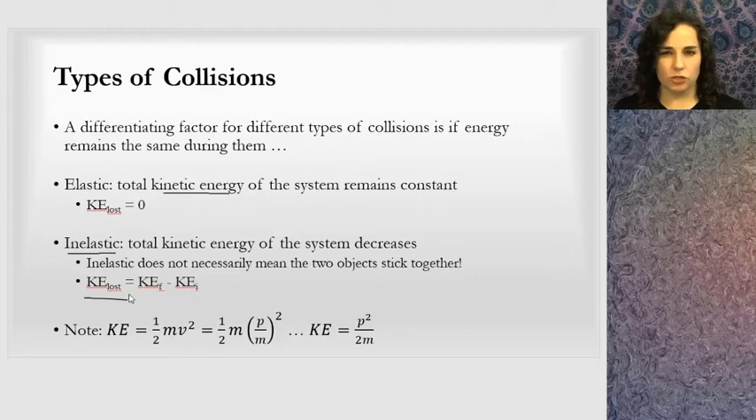right? There's no potential. It's not relevant. There's things moving before, things moving after, and so we look at the kinetic energy. And so we can quantify this: kinetic energy final minus kinetic energy initial. We can calculate that. And that is the defining characteristic between two types of collisions.